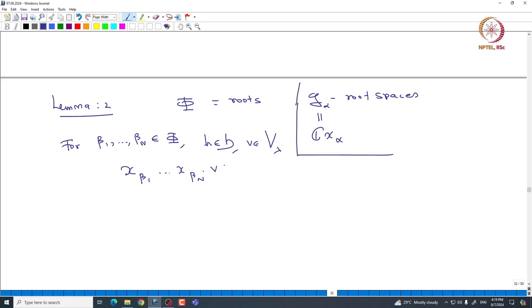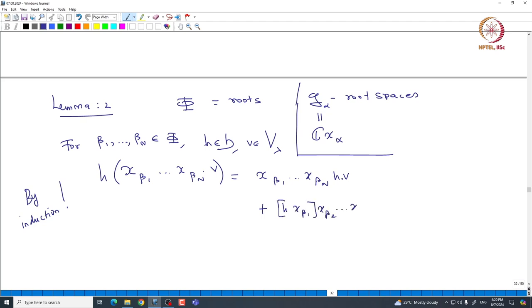Then let us compute what will happen to x_{β1} etcetera x_{βn} v, that is indeed the weight of that. So this is going to be exactly equal to, and one can prove this by induction. Since h acts as a derivation, this is going to give you exactly x_{β1} etcetera x_{βn}, so you can send h all the way to the rightmost corner, and then plus, it will give you the bracket [h, x_{β1}] times x_{β2} and so on x_{βn} applied on v, plus etcetera plus x_{β1} times etcetera x_{β(n−1)} times [h, x_{βn}] applied on v.